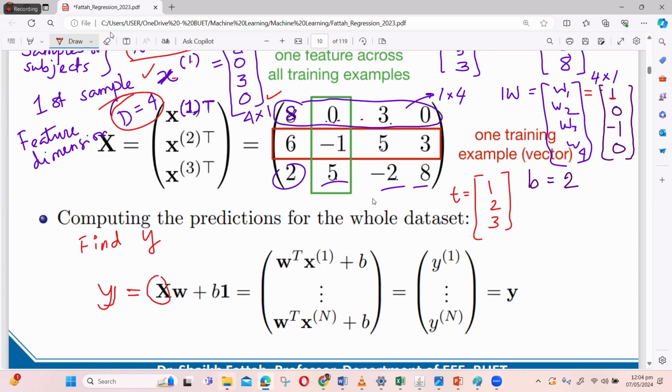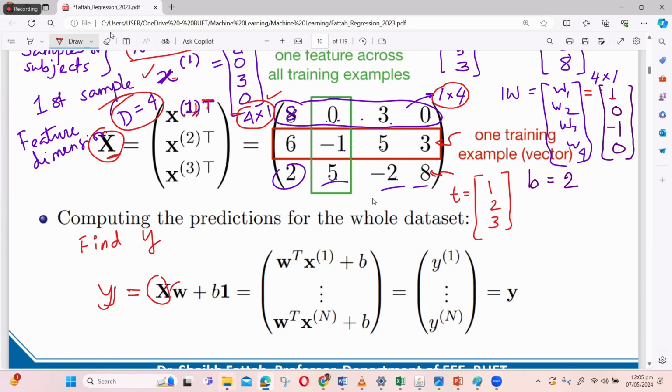X is formed from whatever data or features you are given. Generally they are column vectors like this x1; we take the transpose, x1 transpose. Initially x1 is 4 cross 1. When you do the transpose, it will be 1 cross 4. In this way, for the second one, you get the second feature set. For the third sample, you get the third one. So this is your overall capital X.